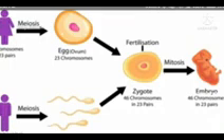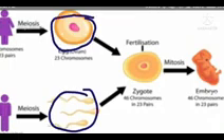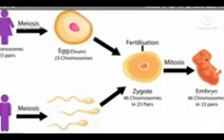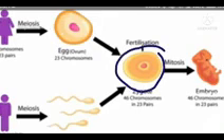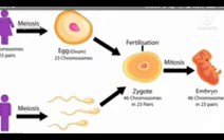Fertilization. The fusion of egg cells and sperm cells is called fertilization. After fertilization, the zygote forms. Further, the zygote develops into an embryo.